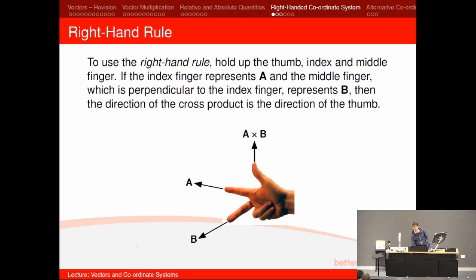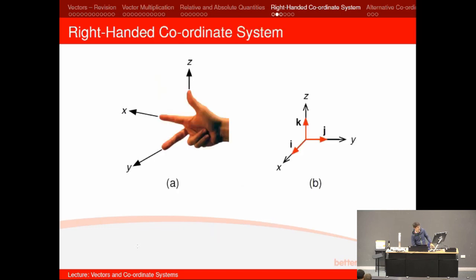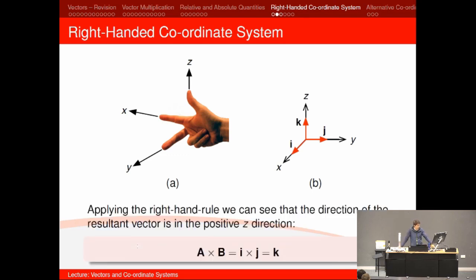So if that is positive or negative, again, into the page, out of the page, it's good to go and draw a little coordinate system to help you with that. You can see there, those are the i, j, k, the positive directions for the coordinate system. Applying the right-hand rule, we can see that the direction of the resultant vector is in the positive direction. A times B is i times j equals k.